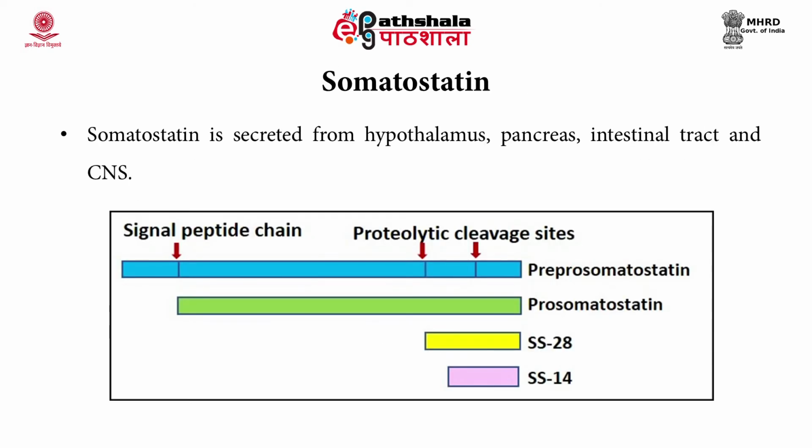Now, the fourth pancreatic hormone is somatostatin, which is secreted from the delta cells of the pancreas as well as by the hypothalamus, intestinal tract and CNS. The delta cell of the pancreatic islet secretes the polypeptide somatostatin, composed of 14 amino acids. It has a short lifespan of only about 3 minutes in circulating blood.